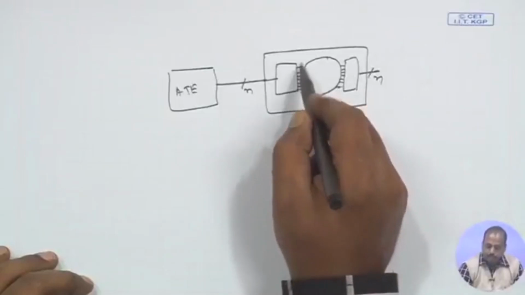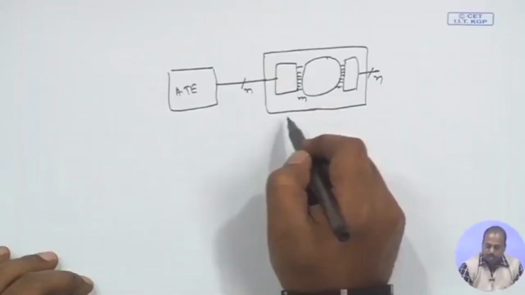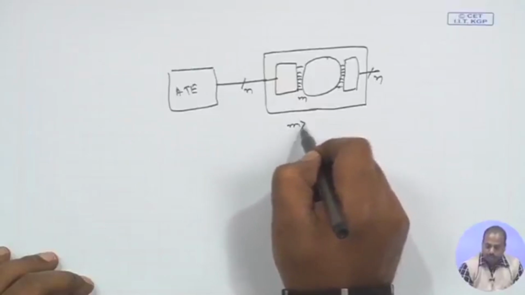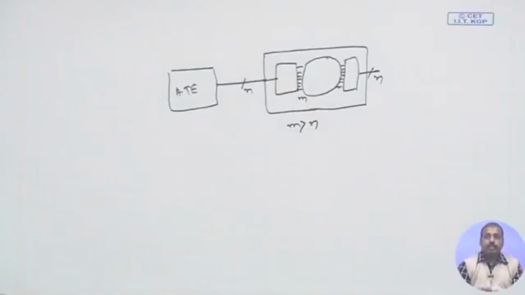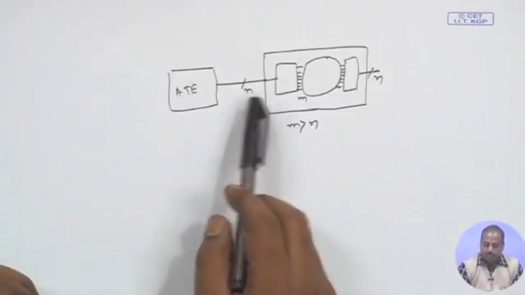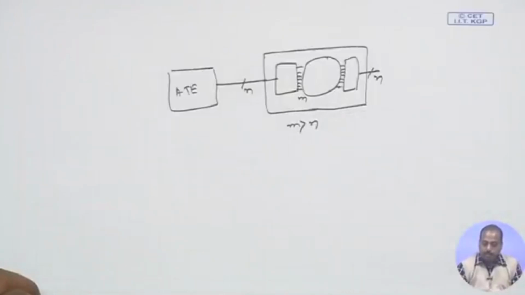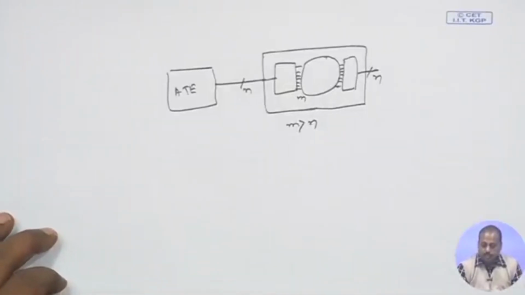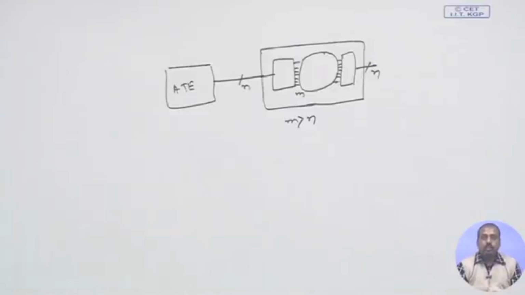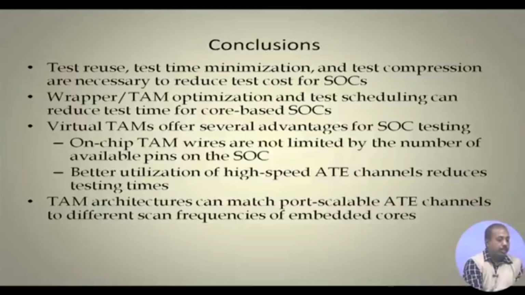This is combined into n and it is going back to the ATE. If here the number of lines is m, we have seen that this virtual TAM structure can make m to be larger than n. So, from the SOC pin side, SOC pin remains at n, ATE channel remains at n, but inside, for scheduling, we see that it is increased to m. That way this test scheduling can be benefited. So, it results in better utilization of high speed ATE channels. That's how it reduces the testing time.